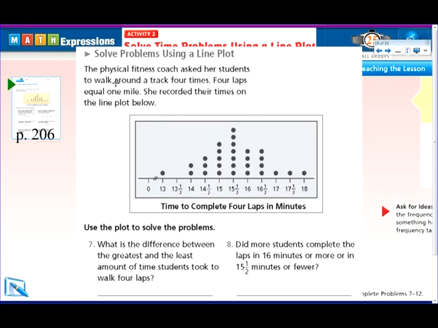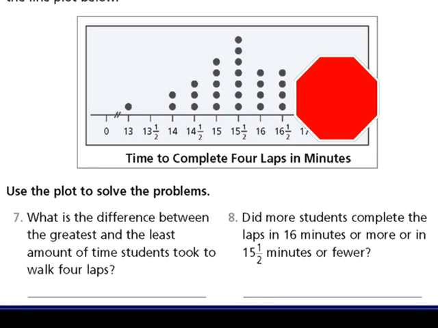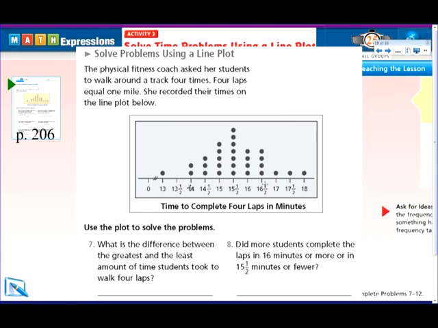We're going to see that the physical fitness coach, the PE coach, asked her students to walk around the track 4 times, just like the problem we just did earlier. What is the difference between the greatest and the least amount of time students took to walk 4 laps? So you're understanding now that we're trying to make these problems understandable to us. The line plot shows us that the greatest amount of time is 18 and the least amount is 13.